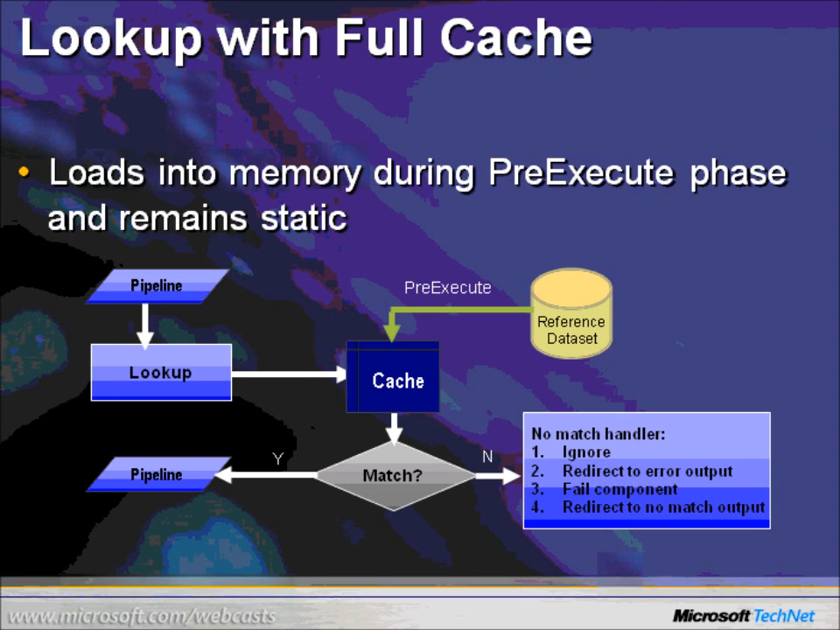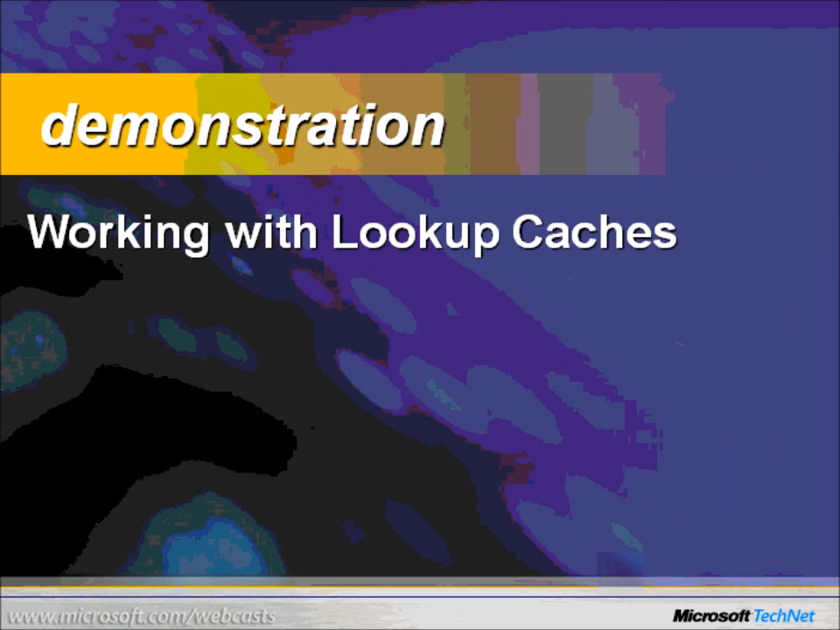The cache can be an in-memory object that persists for the lifetime of the package, or it can be a cache file that persists on disk. Now, the cache can be used by other lookups in the same package when in memory, or it can be used by other packages when it's saved as a file. So now we're going to take a look at a demonstration as we take a look at working with our lookup caches.